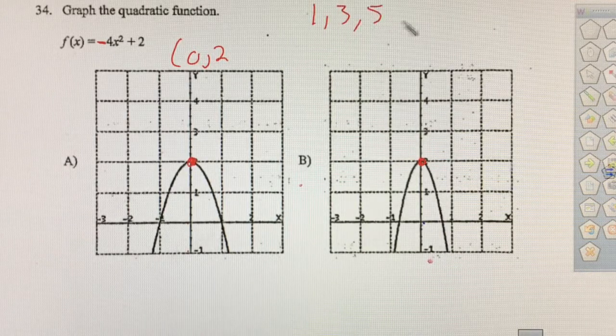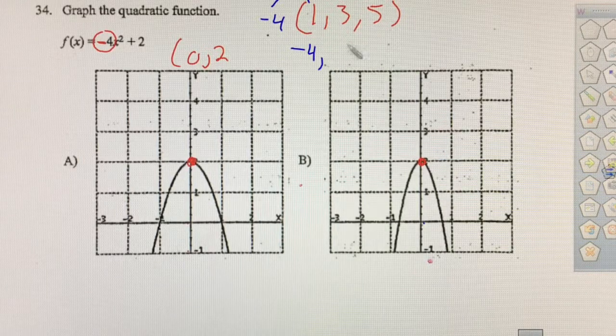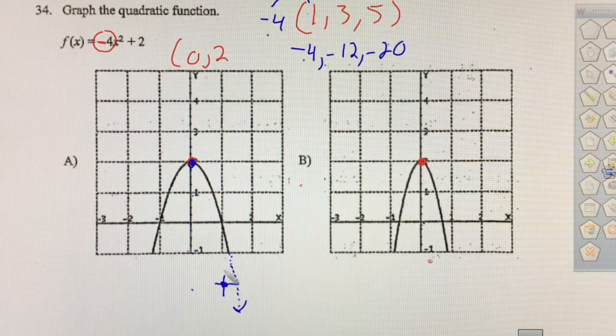The array of points should be in the form of 1, 3, 5. If it's just an x squared, there's a leading coefficient of negative 4. So I put that negative 4 out in front. And that's going to give me, from the vertex, down 4 over 1, down 12 over 1, and then down 20 over 1. So from this vertex, I should go down 4, 1, 2, 3, 4 over 1. Even though it's not on my screen, I think we can see that that will just miss that lattice point. So it's not going to be A.